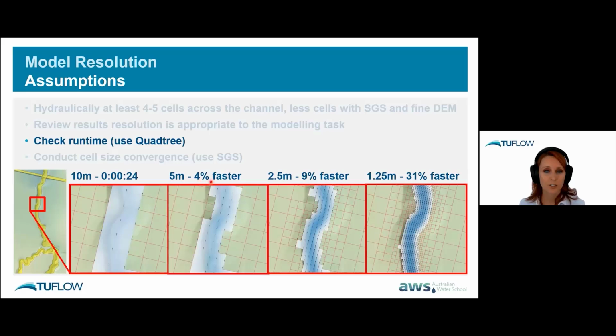The 5 meter is 4% faster, 2.5 meter is 9% faster, but where you actually will see much faster modeling runtimes is for bigger models. So the 1.25 meter model runs 31% faster, and that's still a model that is not that big. It only ran for 23 minutes with the uniform cell size. You might have models that run for an hour, hours, days, weeks. Then if you use quadtree, you can get significant speed up if you use it appropriately.